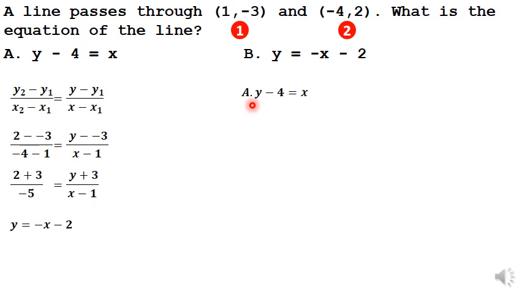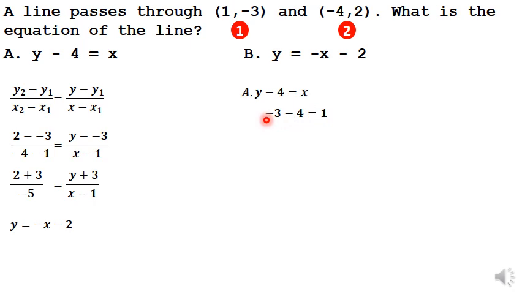Assuming we want to determine if A is the correct answer, then we need to determine whether this line passes through this point and that point. Okay, let's try for this point. If y is equal to -3, x is 1, meaning -3, and this is 1. So we substitute -3, we substitute 1.